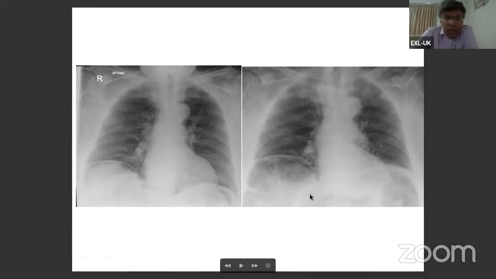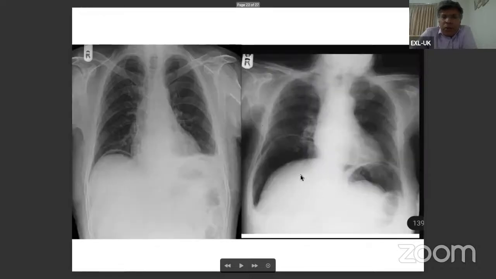So this is actually benign Chilaiditi sign. This is actually a very benign condition. Now, if this patient did present with pain, it's called a Chilaiditi syndrome. So you can see how difficult it can be to distinguish between the two if you're not very astute. I don't know if Afsar wants to come in here quickly.